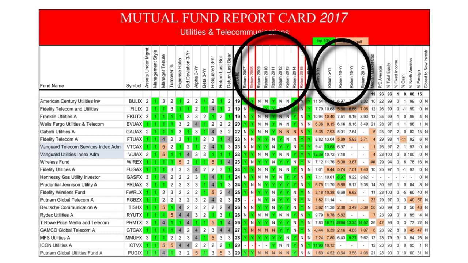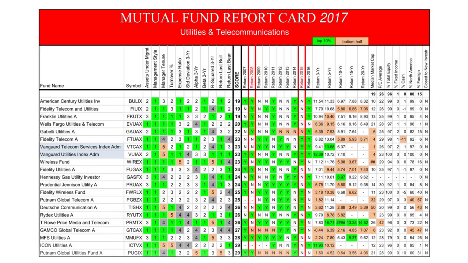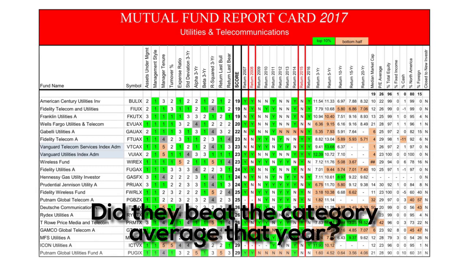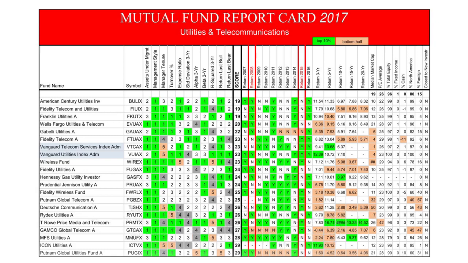Now, you notice in the annual returns a couple of things. The returns are replaced with the letters Y and N, and of course that stands for yes or no, and it has to do with did they or did they not beat the category average for that year. In addition, you will see at times that the N is colored in orange, and that happens when it has failed to beat its category average 3 years in a row.